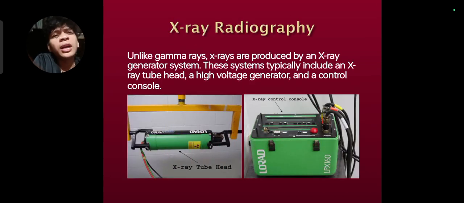And now let's talk about X-ray radiography. Unlike gamma rays, X-rays are produced by an X-ray generator system. As you can see in these two figures, we need two components in order to use X-ray radiography. The first is the X-ray tube head, in the left picture. And in the right picture is the high voltage generator, or control console.